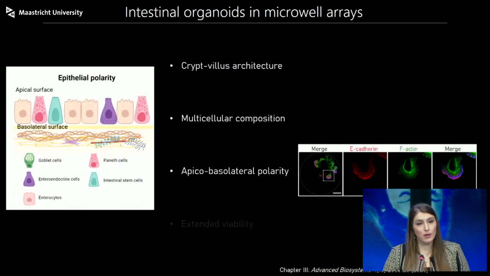Formation and maintenance of epithelial polarity is another crucial factor for the proper function of the intestine. Here we demonstrated that organoids in microwells maintain distinct apical-basolateral polarity throughout the whole culture period.